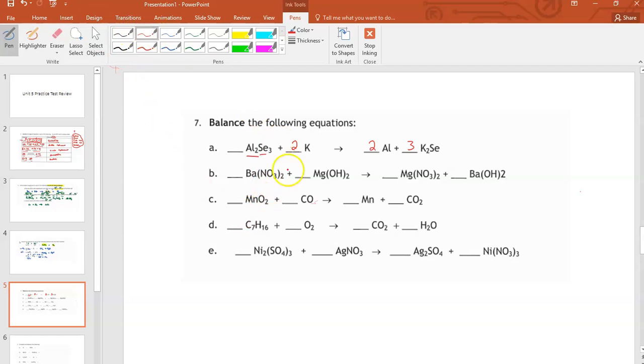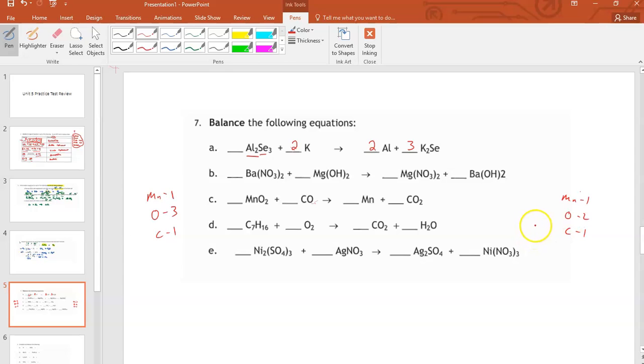All right, letter C. Looks like we got some manganese oxide. Carbon monoxide produces manganese and carbon dioxide. So on my reactant side, I got 1 manganese. Got 1, 2, 3 oxygens. And 1 carbon. So 2 oxygens plus 1 oxygen makes 3. On the right side, I got 1 manganese, 2 oxygens, and 1 carbon.